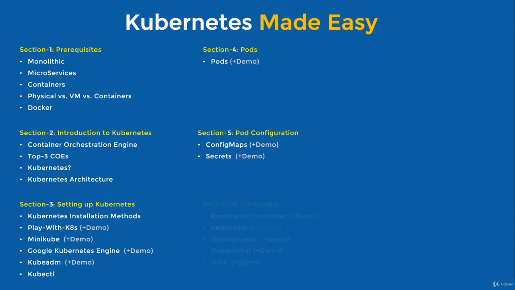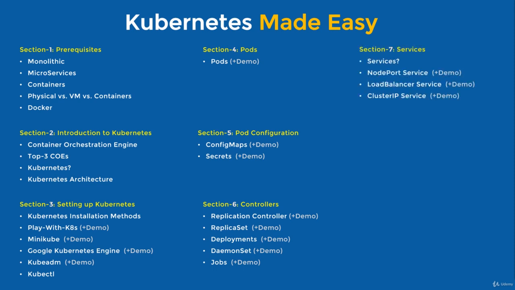Then in section 6, we will focus on 5 core basic Kubernetes controllers that manage pods inside Kubernetes. They are replication controller, replica set, deployments, daemon set, and jobs. After that, in section 7, we will focus on connecting applications internally inside the Kubernetes cluster and also exposing applications onto the internet using services. In this section, we'll discuss 3 primary services. They are node port, load balancer, and cluster IP service.